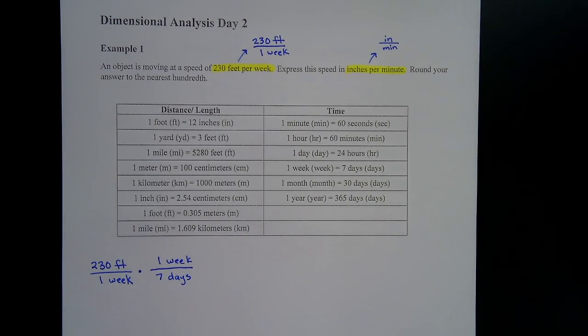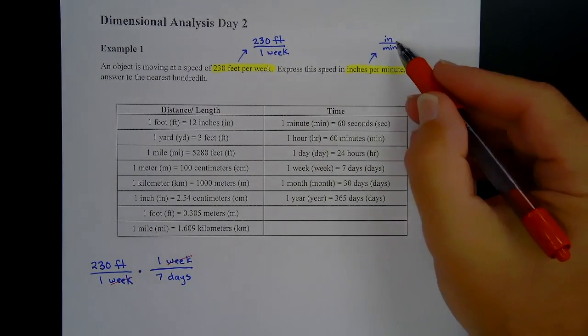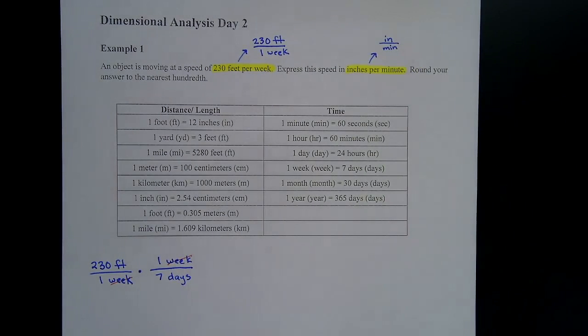It wouldn't matter. I started with the time unit, but you could have started with the distance unit. So this week is going to cancel with this week. If I actually did the multiplication and division, the units I would have are feet per day. Now, I don't want feet per day, I want inches per minute. So I've got to keep going.